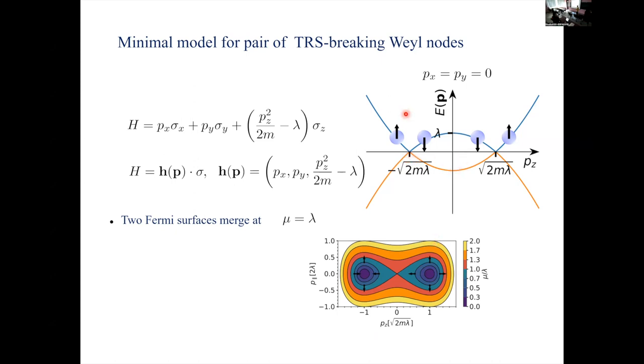Then you increase the value of the chemical potential, and at some point the pockets just get bigger, and you get a Lifshitz transition when two pockets touch each other. This then becomes a single connected Fermi surface, which encompasses both Weyl nodes. This is just a normal non-topological material. So we see the way it goes through a Lifshitz transition.